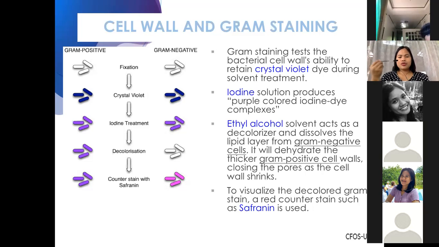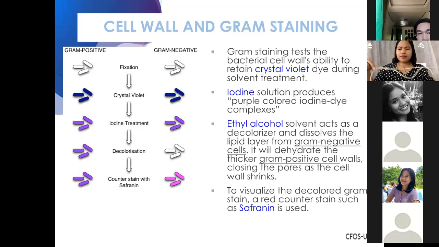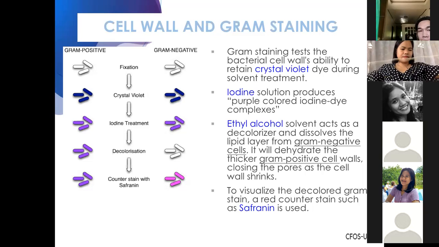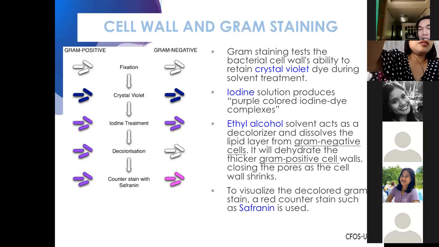All right. So why is it that despite the addition of the safranin, the gram-positive bacterial cell or cell wall remains purple? Why? Because, ma'am, during the application of alcohol, the pores of the cell close, so the counter stain safranin can no longer enter because of the intrusion of the crystal violet.